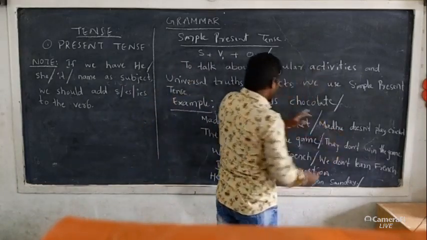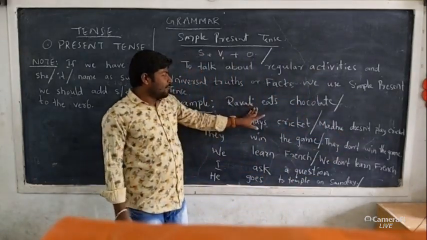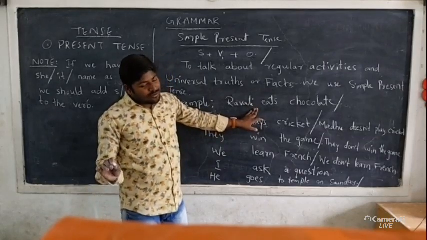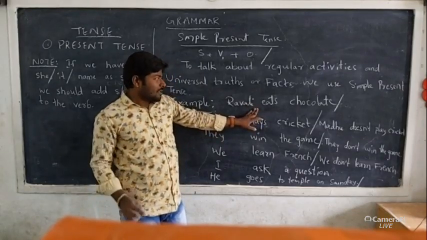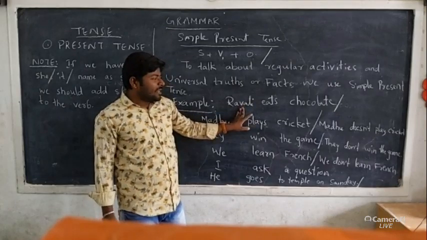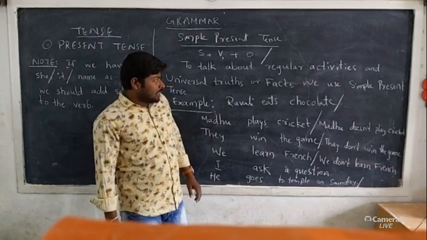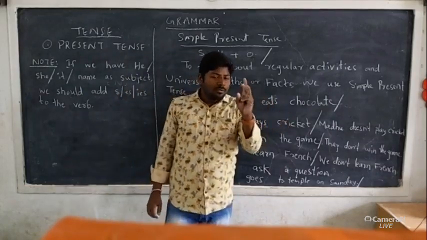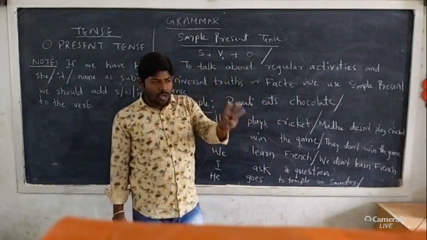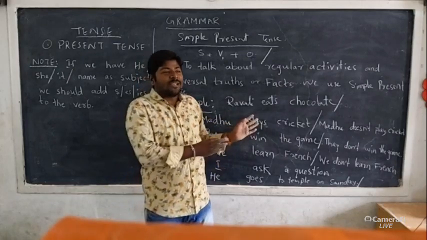So this is first. Suppose Ravali eats chocolates. Ravali doesn't eat chocolates. Okay, clear. And Ravali never eats chocolates. We can mention that also. So no, never, not. Sometimes we can mention unless.